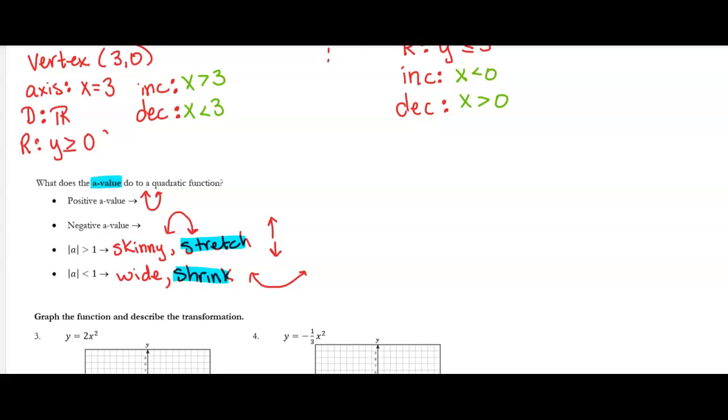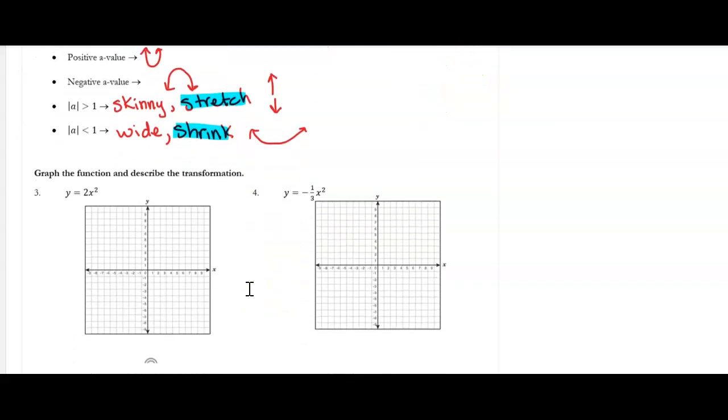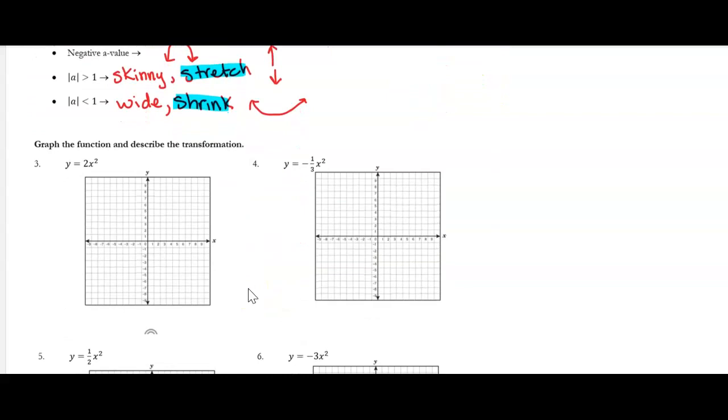All right, and so what we're going to do is we're going to try a couple of these, and how we try them is we're going to have to make a table and plug it in. Okay, so we have to describe it, and then we have to graph it. So you see this number in front. It's a positive 2, so that means we know it's going to go up, and that value 2 is greater than 1, so it's going to be a stretch.